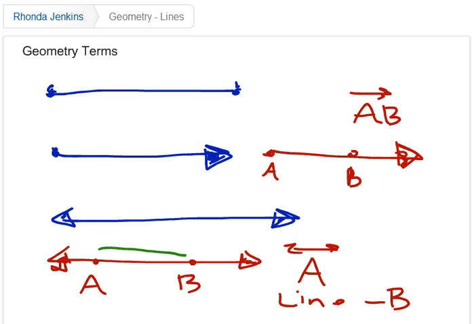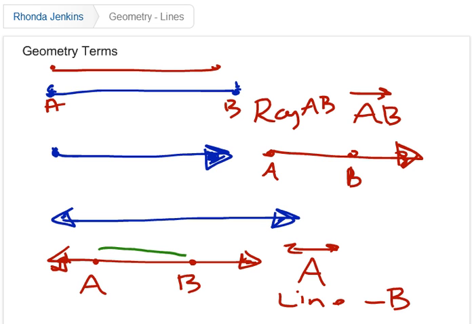This would then be called ray AB, a ray. The other part is just having the line segment. I can still name it A and B because that's where it starts and stops. This would just be called segment AB, and a line would be line AB. Those are the basic terms.